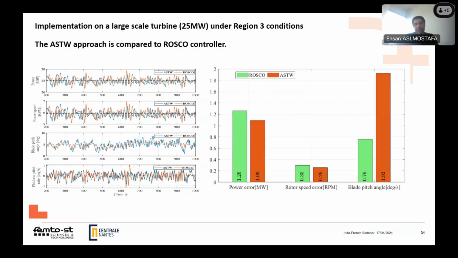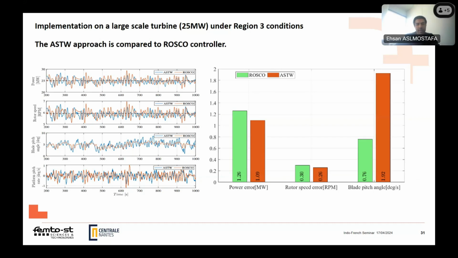Actually, this is a 25 megawatt wind turbine. It's an upscaled version of a 15 megawatt, and we reached some results here. We implemented the STW controller and compared it to the Rosco controller. We see that the power error, it's quite clear that power error should be less, and we see that for the STW controller, it's less than the Rosco controller. Also, the rotor speed error, which shows the efficiency of the controller, is better while we implemented the STW controller.